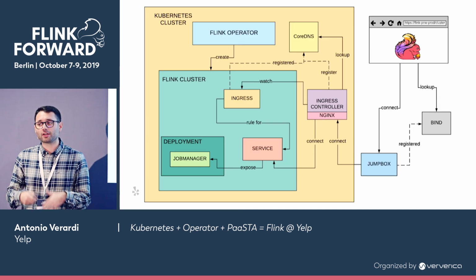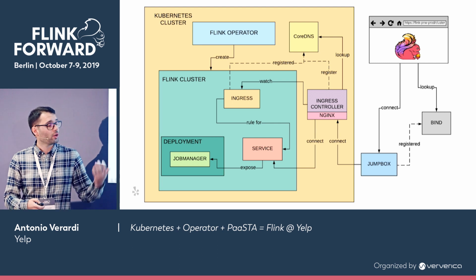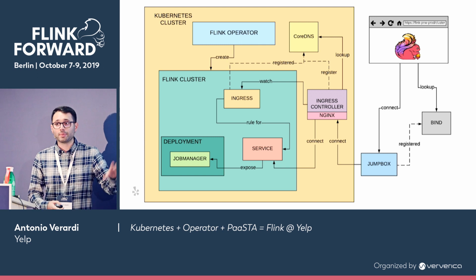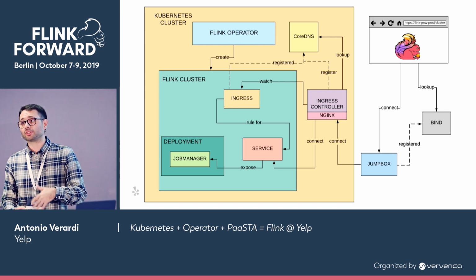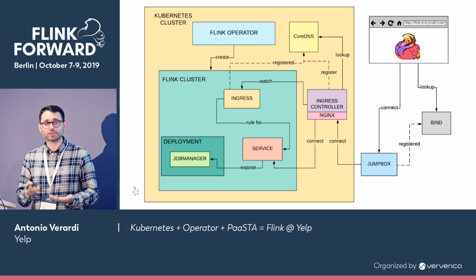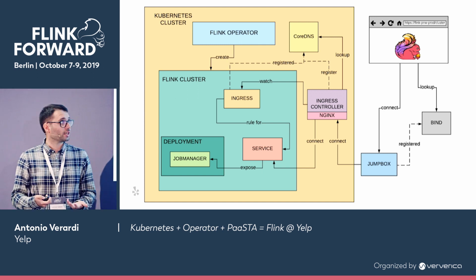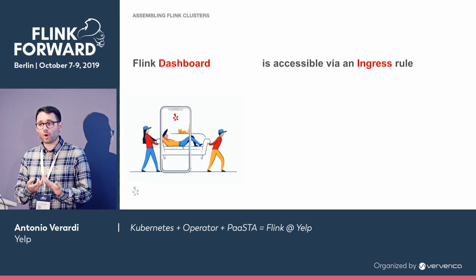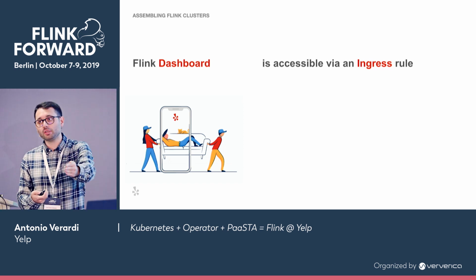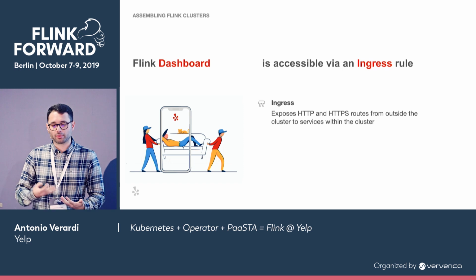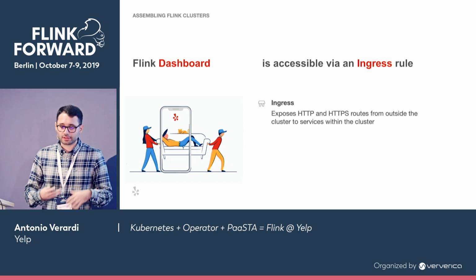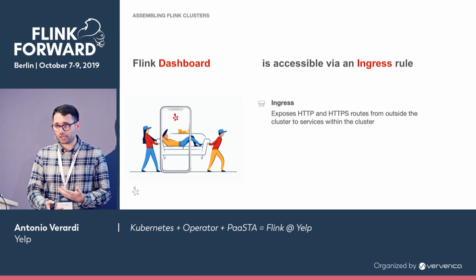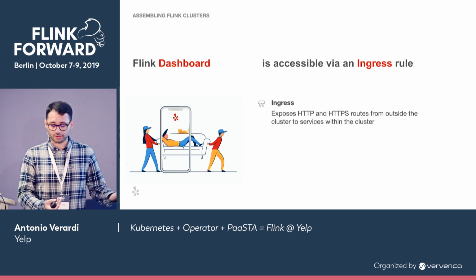So in the operator, you can encode really any logic that you want. For example, we encode the logic to have our Flink dashboards in production being accessible from the browser of a user and also provide authentication because security is important. In order to do that, we added one more component to the cluster. It's called an ingress. An ingress is a way in Kubernetes to basically punch a hole in the cluster and make something available from outside. So in this specific case, the ingress exposes some HTTP and HTTPS routes so that a user from their browser can actually access the Flink dashboard.